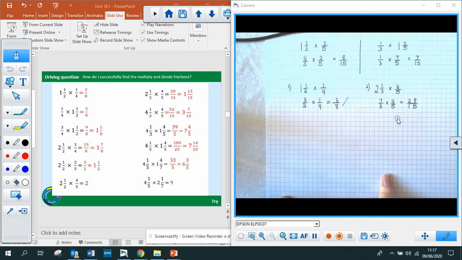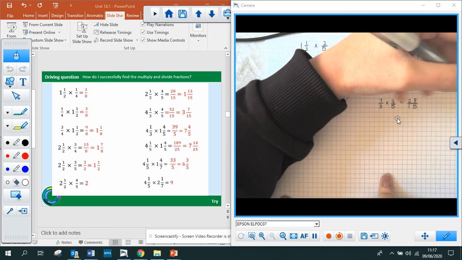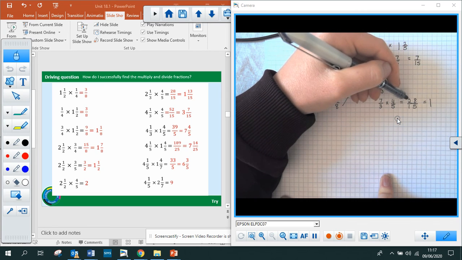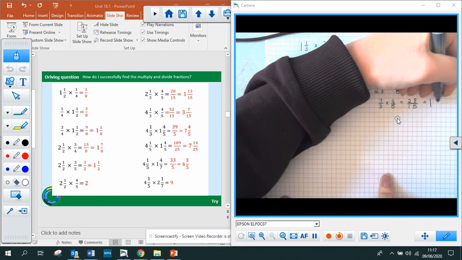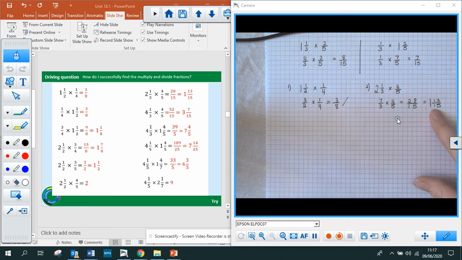Okay, so you could have left that as an improper fraction as 28/15ths, or like they did, they then converted it to a mixed number. How many 15s go into 28? Well, that's 1. That becomes my integer. And then how many remaining? 13. So that's my numerator now. Okay, but don't worry if you did that. I just want to know if you could get to this stage at the moment. Okay? Then please mark the rest of your answers.